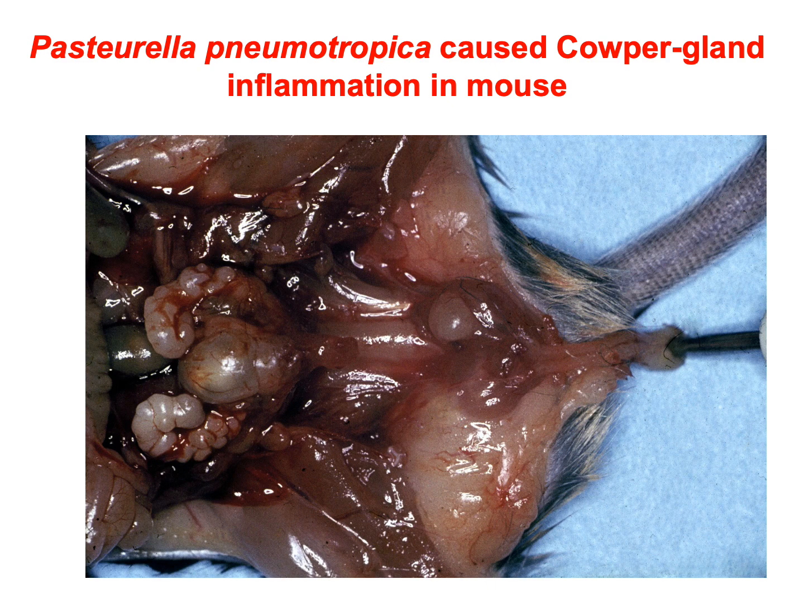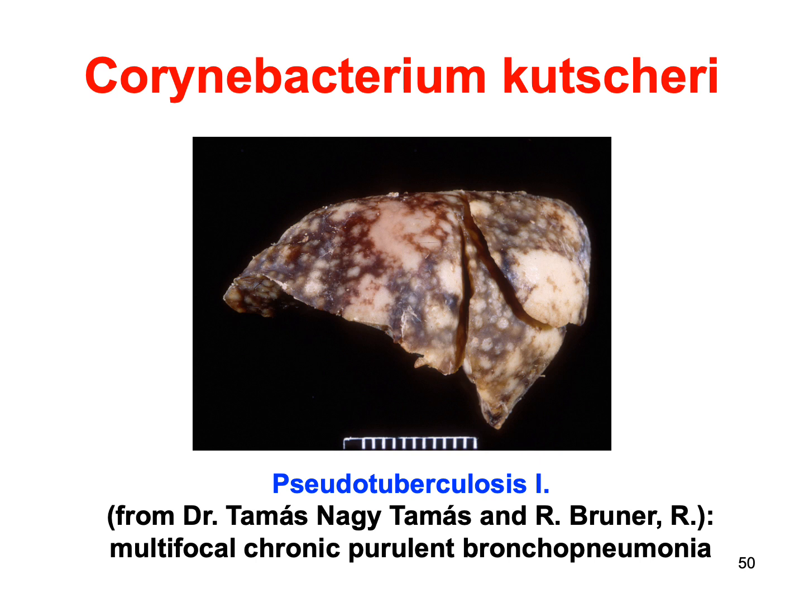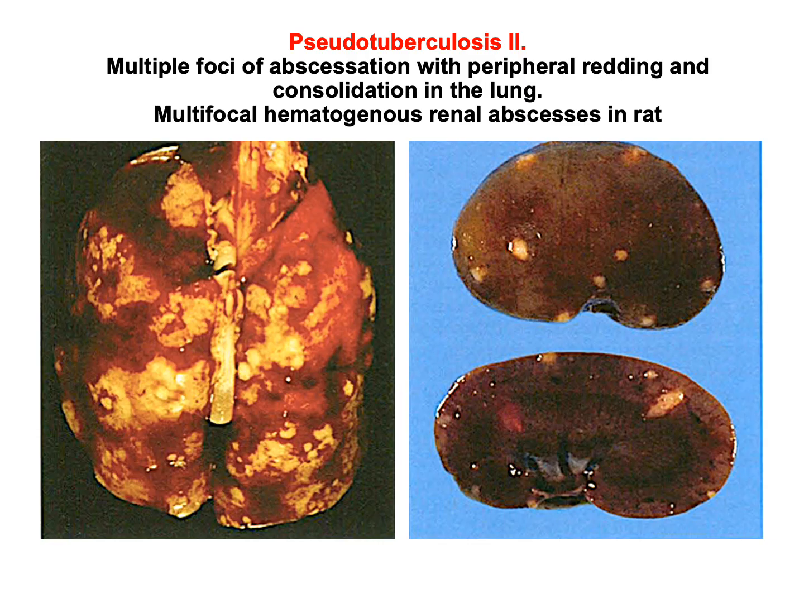The next bacterium may cause pseudotuberculosis, and this is Corynebacterium kutscheri. In the middle, you can see a highly typical pseudotuberculotic picture. This is a multifocal, chronic, purulent, suppurative bronchopneumonia. Very typical. And here you can also see pseudotuberculosis. On the left side, multiple foci of abscessation with peripheral reddening and consolidation in the lung. And because there is a septicemia, multifocal hematogenous renal abscesses in rat kidneys.